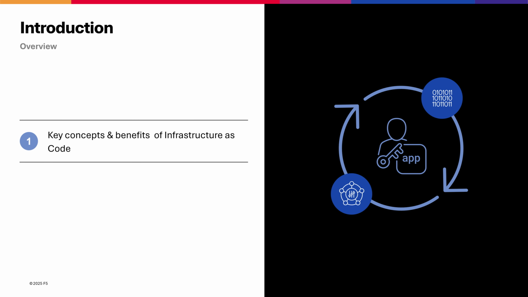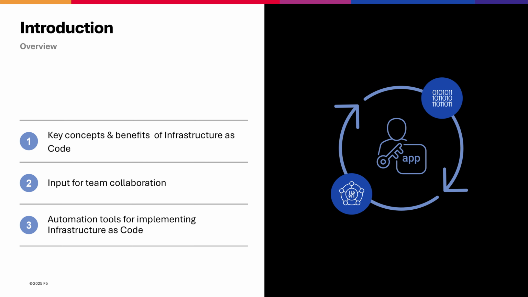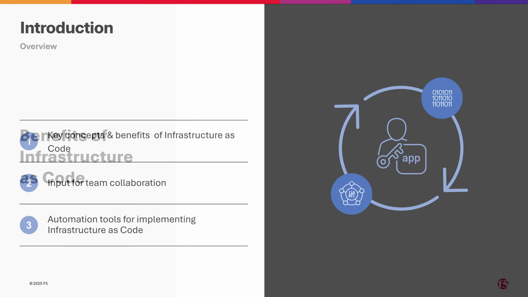In this chapter, we will explore the key concepts of infrastructure as code, its benefits, and how it can improve team collaboration. We will also discuss the automation tools available for implementing infrastructure as code and provide an example pipeline for deploying F5 BigIP configurations using Terraform and Ansible.